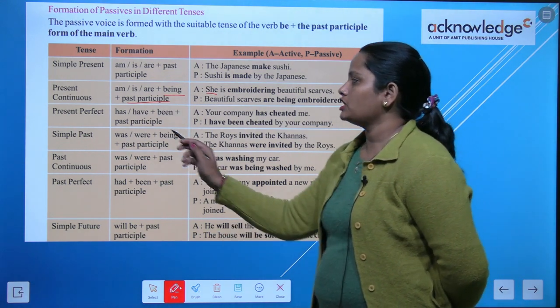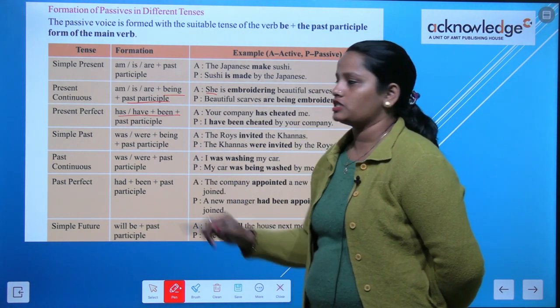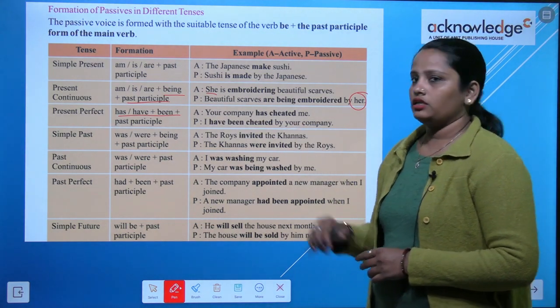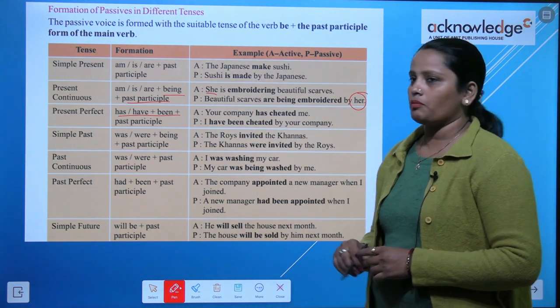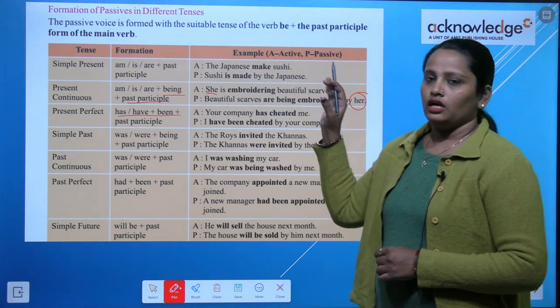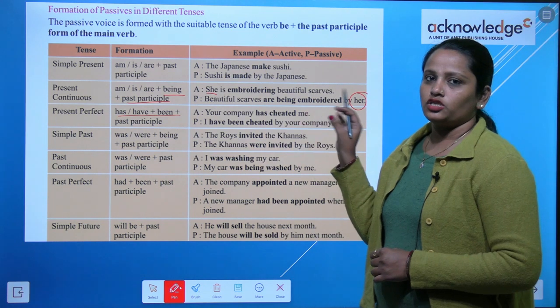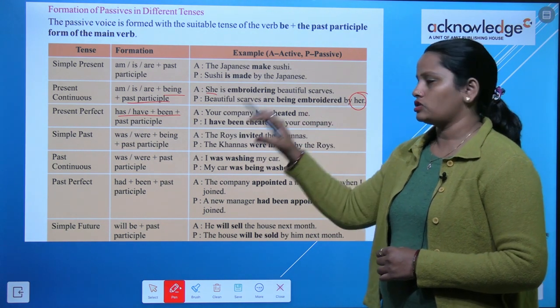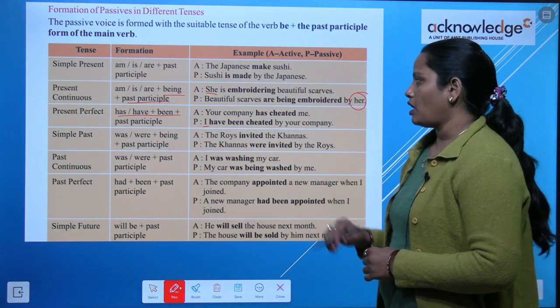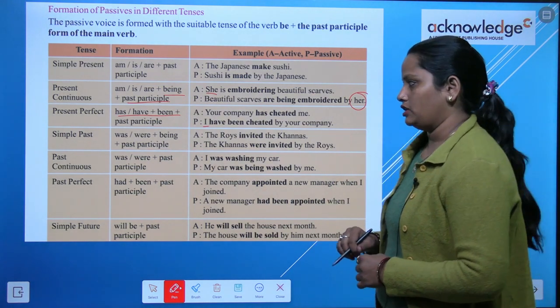So in present perfect tense we use has/have plus been plus past participle form. And here in the active voice you can see, your company has cheated me. Now, when we change the position of me from object to subject, we will change me to I. So, I have been cheated by your company.